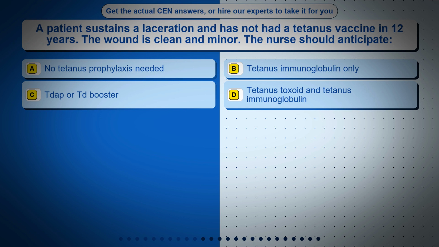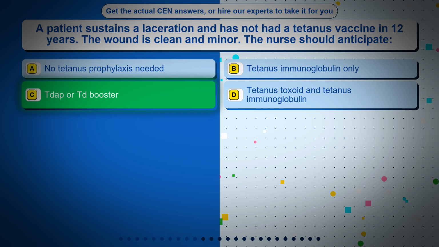Question 10. A patient sustains a laceration and has not had a tetanus vaccine in 12 years. The wound is clean and minor. The nurse should anticipate: Option A, no tetanus prophylaxis needed. Option B, tetanus immunoglobulin only. Option C, Tdap or Td booster. Option D, tetanus toxoid and tetanus immunoglobulin. The correct answer is Option C.